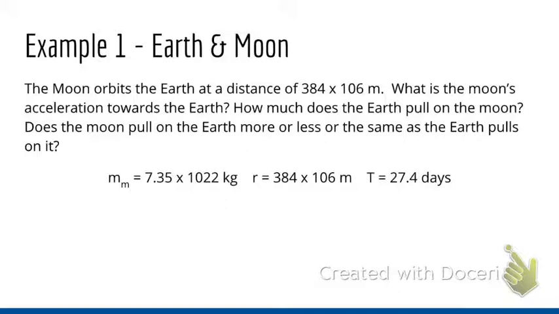Okay, so here's an example. We're going to talk about the Earth and the Moon. The Moon orbits the Earth at a distance of 384 times 10 to the 6th meters. We need to know what is the Moon's acceleration towards the Earth, how much does the Earth pull on the Moon, and does the Moon pull on the Earth more or less the same as the Earth pulls on it.